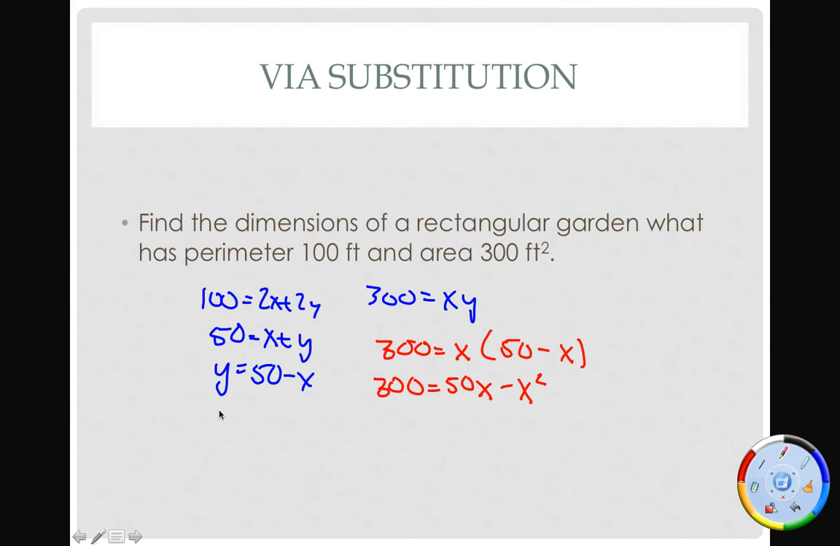Oh, that means we got a quadratic function, which means we set it equal to 0 all the time. So we get x squared minus 50x plus 300 equals 0. And you should be able to understand where that comes from. This is not factorable. And if it's not factorable, you have to do the quadratic formula.